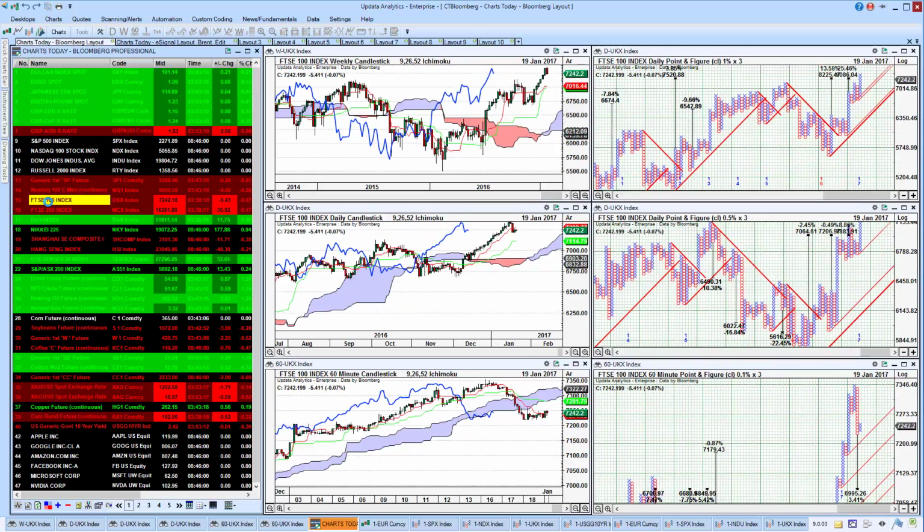Taking a look at the FTSE, after its mammoth run of 12, 13 consecutive days, now we're just seeing it come back below the cloud, some short-term weakness kicking in. We do have a target back to 6995.